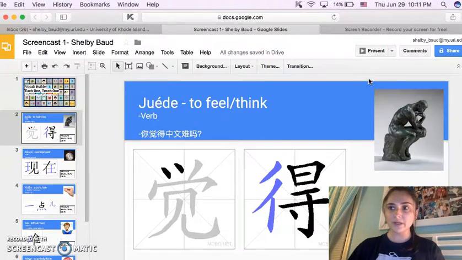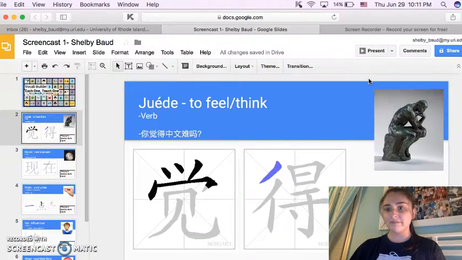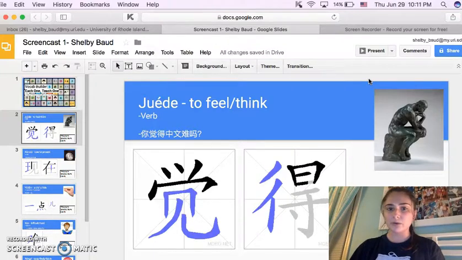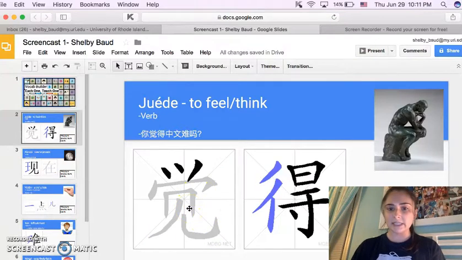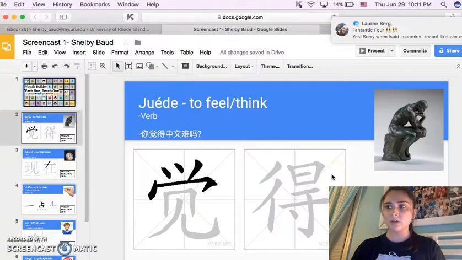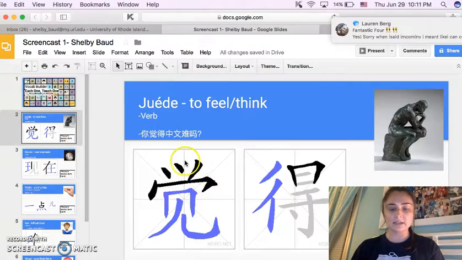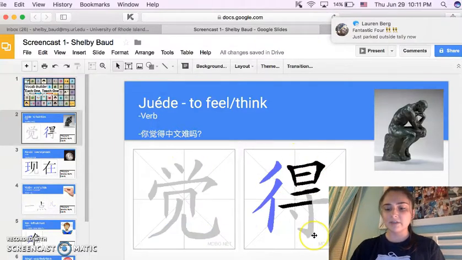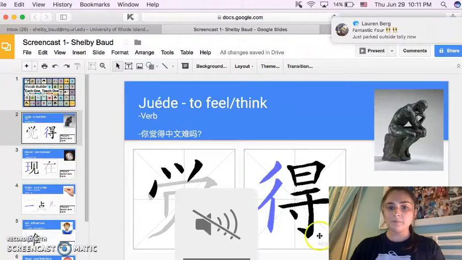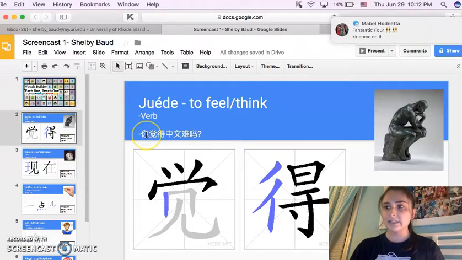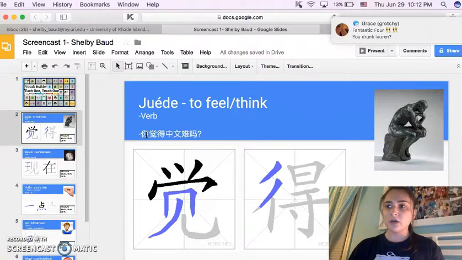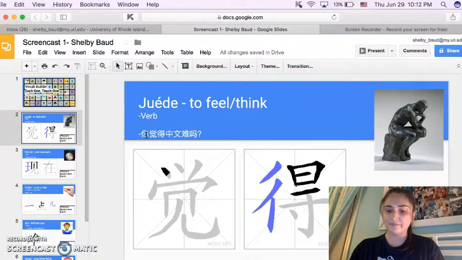So the first word is juéde, which means to feel or to think. It's a verb. And to draw it, for the first character, jué, the radical is to see. And for the second one, the radical is to step. The first one has 9 strokes, the second one has 11 strokes. And used in a sentence would be: Nǐ juéde zhōngwén nán ma? Which means, do you think Chinese is hard?